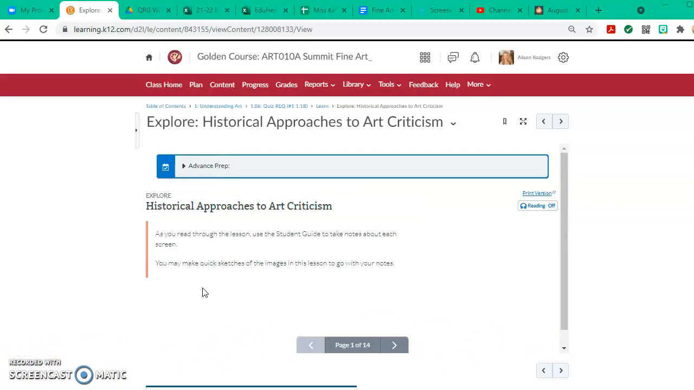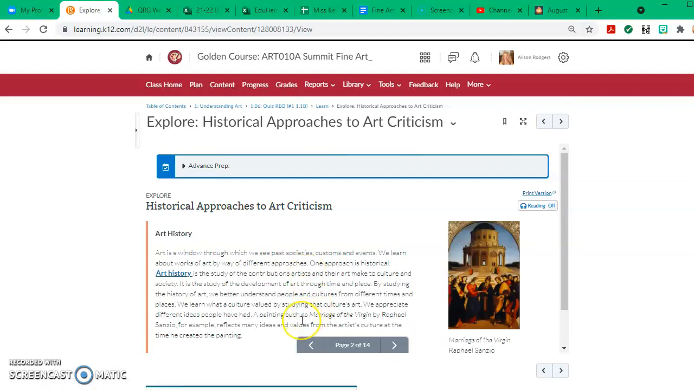Historical approaches to art criticism. As you read through the lesson, historical approaches to art criticism, art history. Art is a window through which we see past societies, customs, and events. We learn about works of art by way of different approaches. One approach is historical. Art history is the study of the contributions artists and the art make to the culture and society, and the study of the development of art throughout time and place.